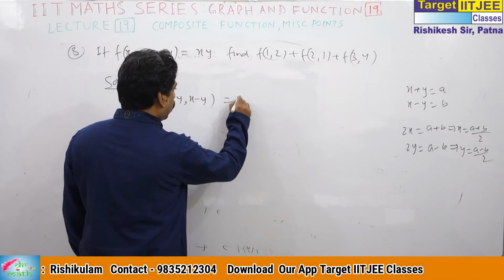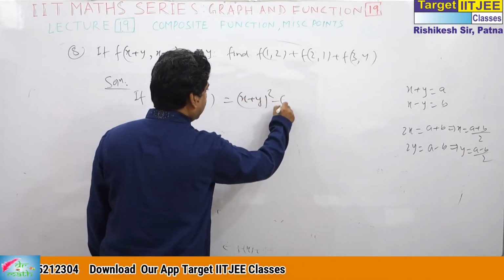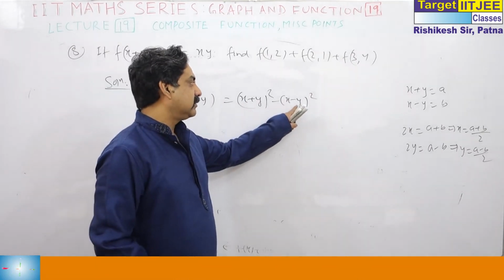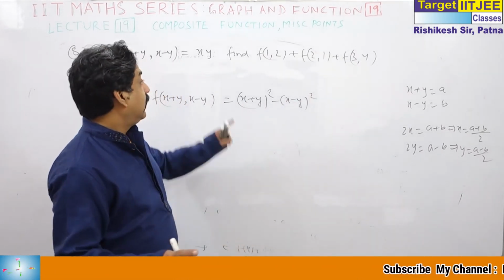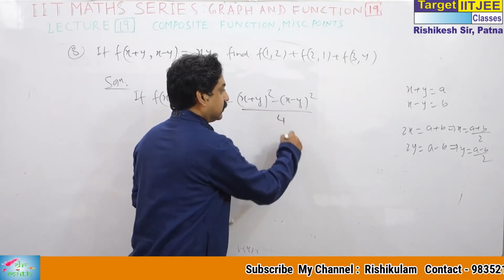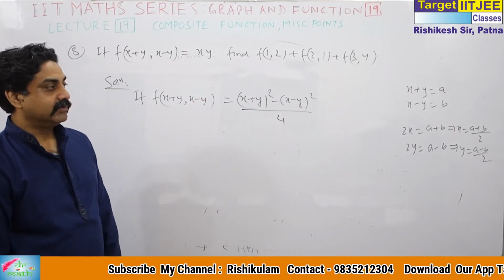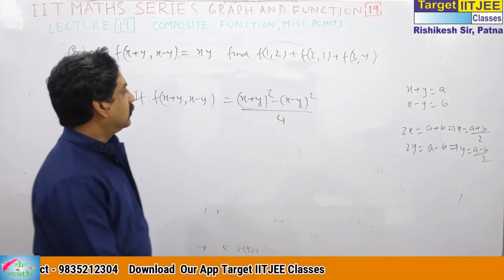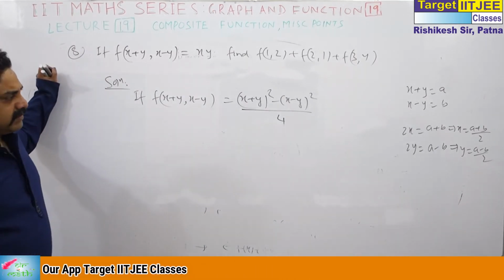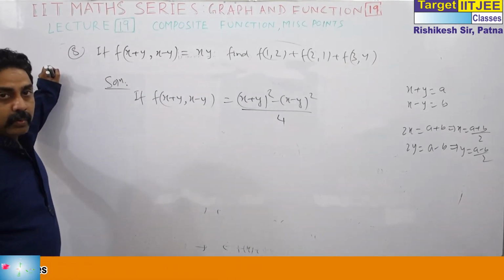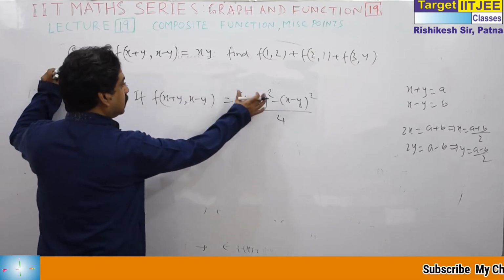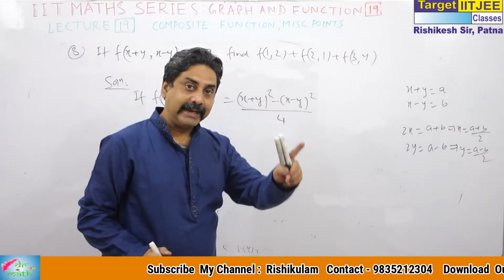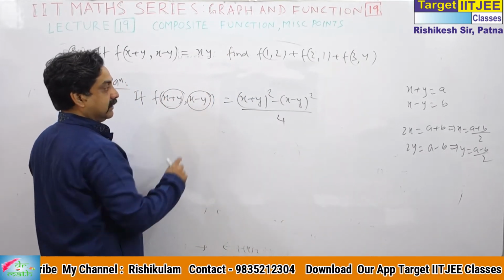You know what is (x plus y) whole square minus (x minus y) whole square? (x plus y) whole square minus (x minus y) whole square is 4xy, and here is xy, so we divide by 4. You can also get the same from here. But this is the way. Means what we have to do? Express this side in terms of this and this. Express the right hand side in terms of what? In terms of this and this.